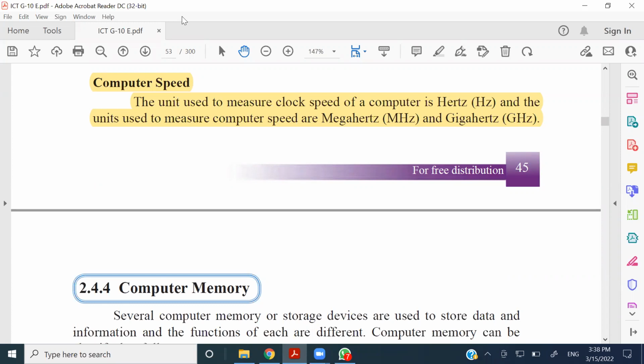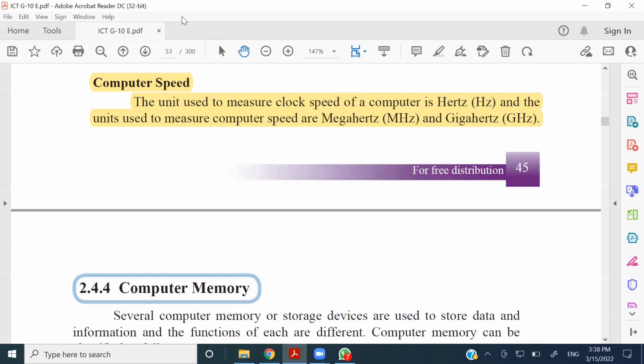Right? That is why we are referring to it as the clock speed. Right? So it is measured by the hertz. Hertz is the smallest unit of the frequency, right? So it's kind of a frequency. How many tasks are done per second, right?